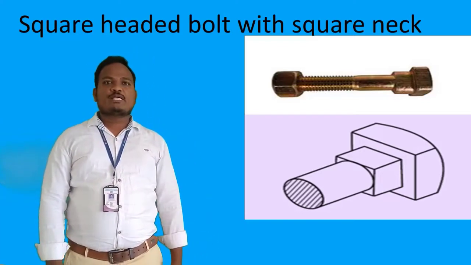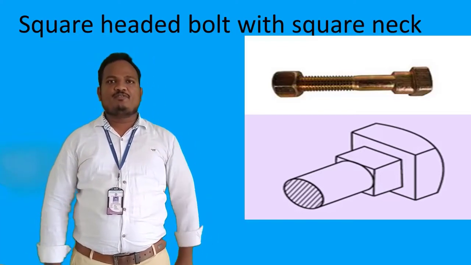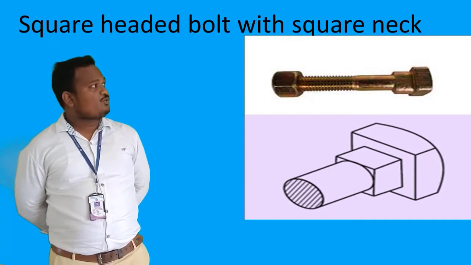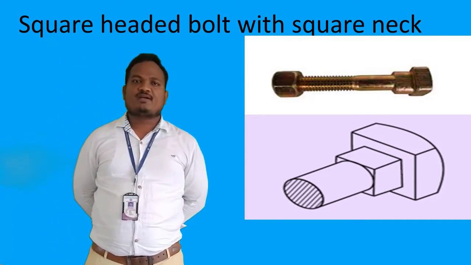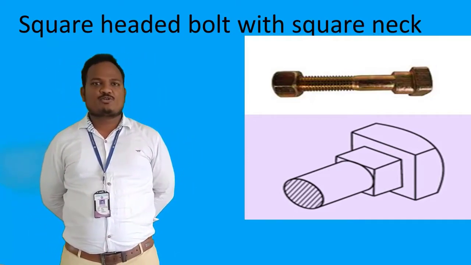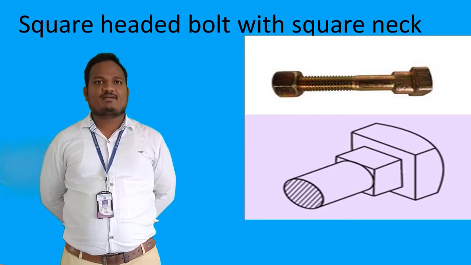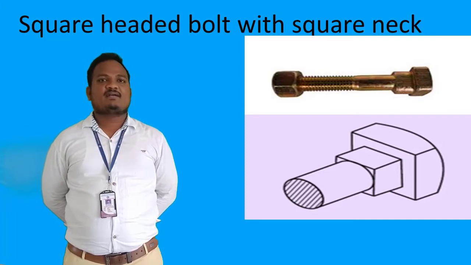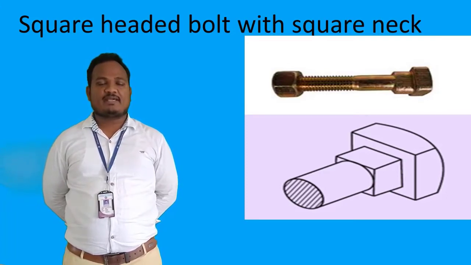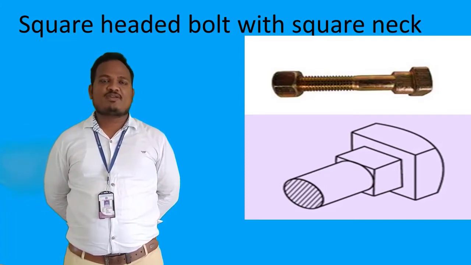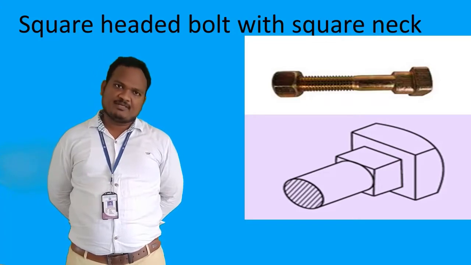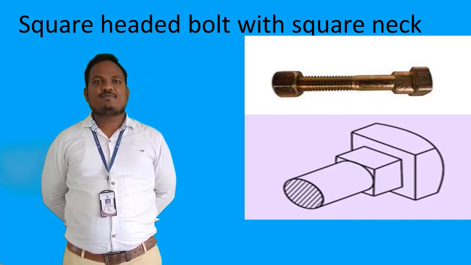Now I would like to explain about the square-headed bolt with square neck. This square-headed bolt with square neck is similar to the square-headed bolt, except for the square neck. That means in the square-headed bolt with square neck diagram, an additional square neck is added. Apart from that, everything is similar to the square-headed bolt only.